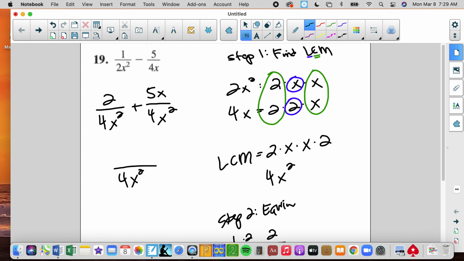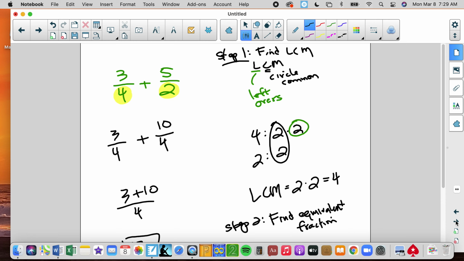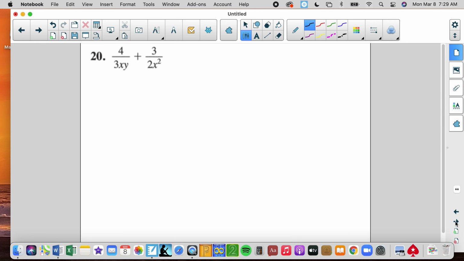But let's remember to put it in standard form, instead of writing 2 plus 5x and then having to rewrite it. We cannot factor that numerator. We cannot cancel anything. So that would be our answer. Not too bad, right? That seems very reasonable.